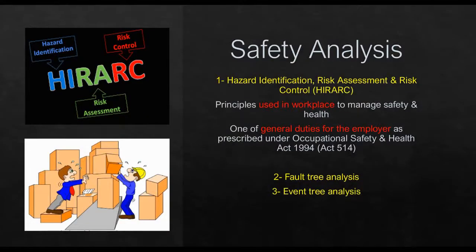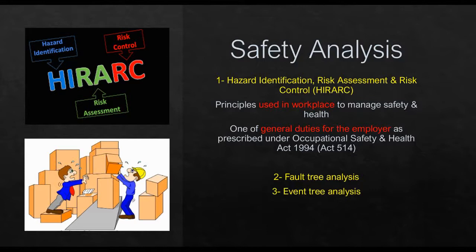Okay, so now we go to the safety analysis. In the analysis process for safety purposes, there are three kinds of analysis that we can apply. The first is HIRARC, which stands for hazard identification, risk assessment, and risk control. The second analysis type is fault tree analysis, and the third is event tree analysis. These we also call the tools to analyze safety.